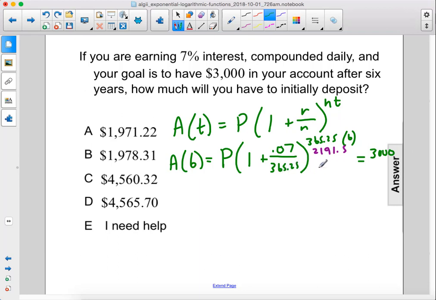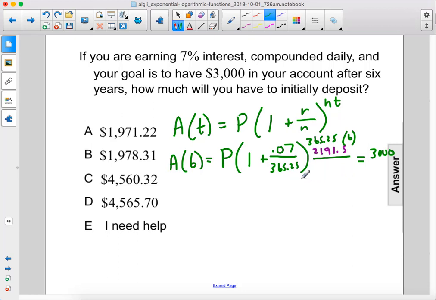So in this case, we're going to use our calculator. First, take 0.07 divided by 365.25. Then take whatever that is and add 1. Then raise it to the power of 2,191.5.